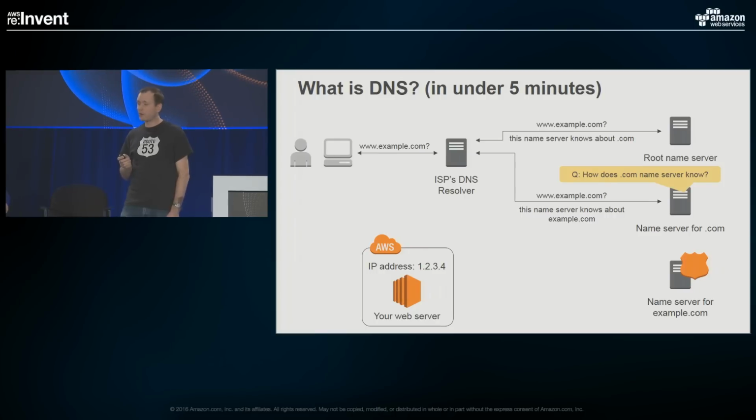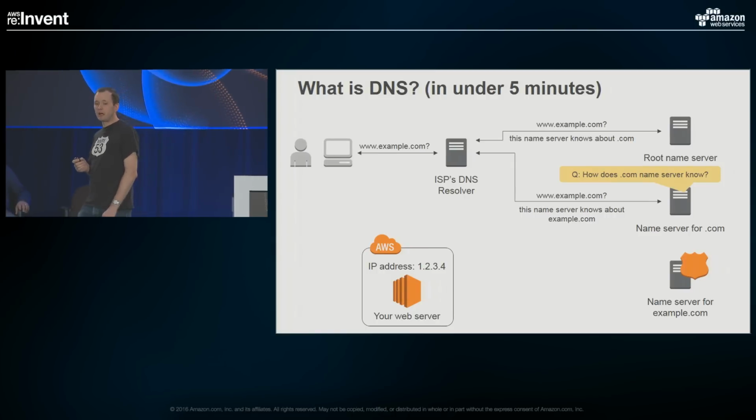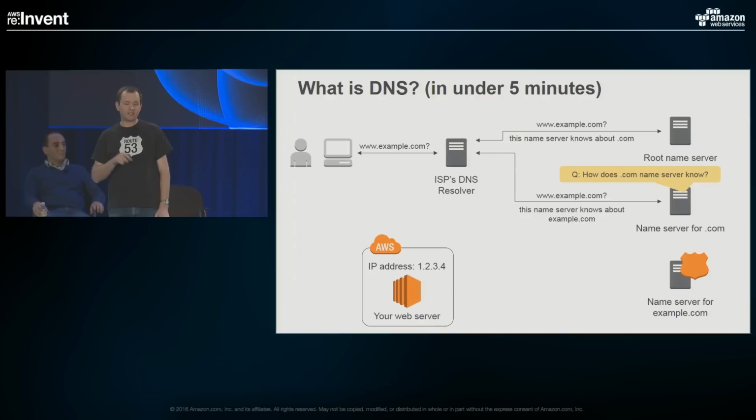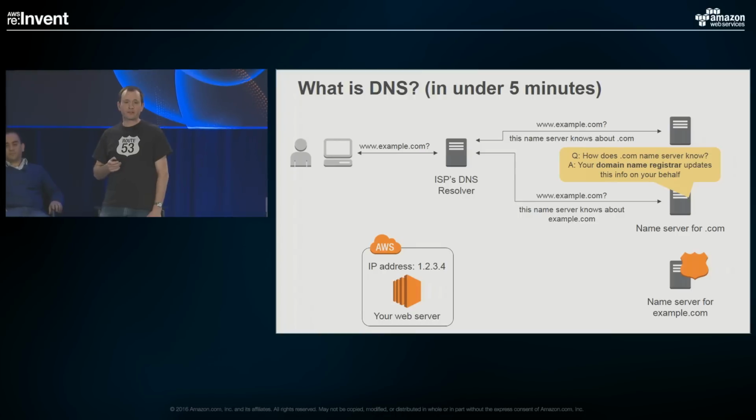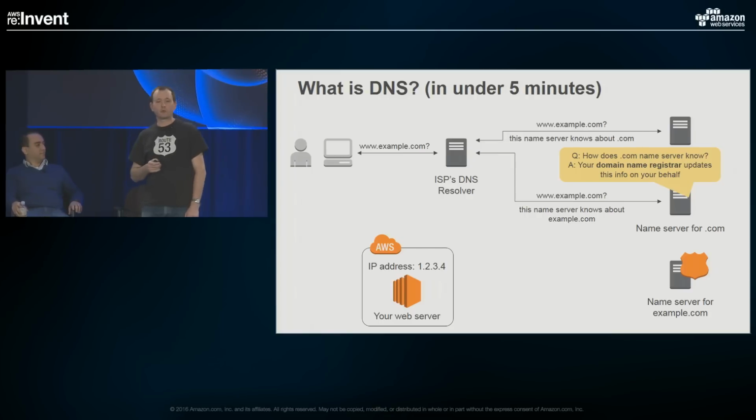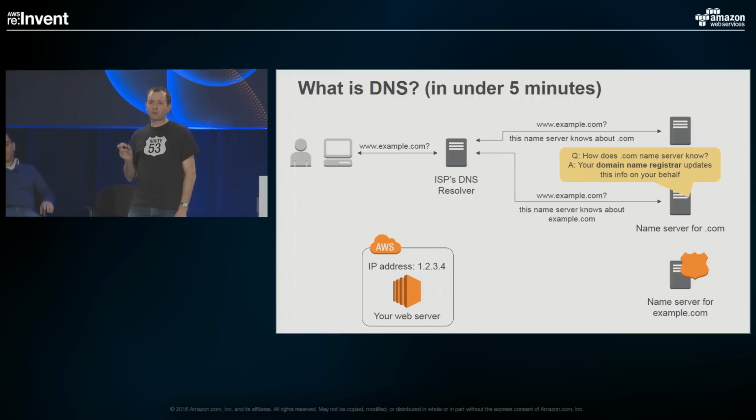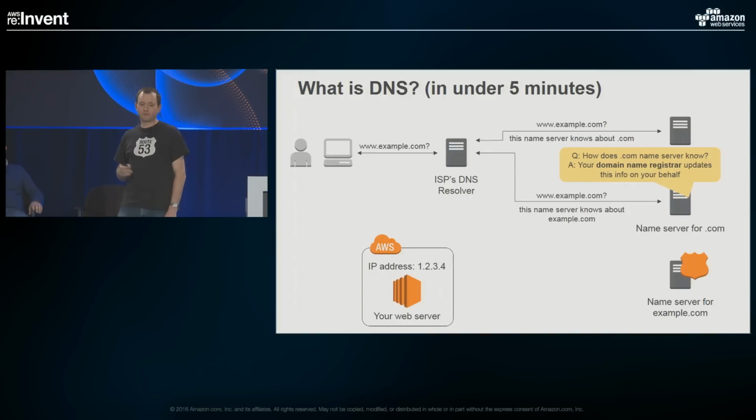Okay. But wait a second. How does the name server for .com know that Route 53 is the DNS provider for example.com? Well, actually, if you registered that domain name, you told .com about your DNS provider. It may have happened without you knowing about it, but when you register a domain name, one of the most important things your registrar does is update that name server for the top-level domain, so .com if it's a .com domain name, with information about who your DNS provider is. You can change that information if you want to switch DNS providers at some point.